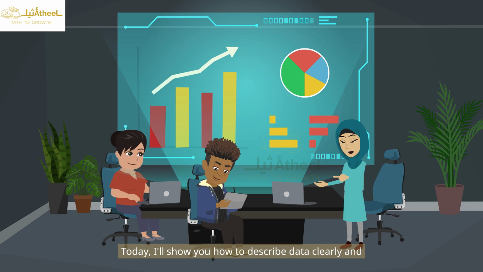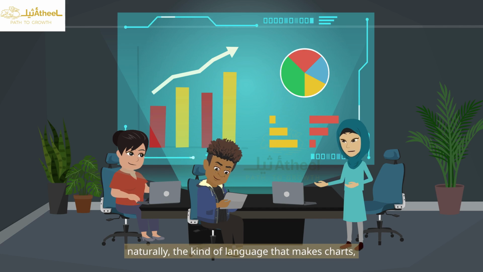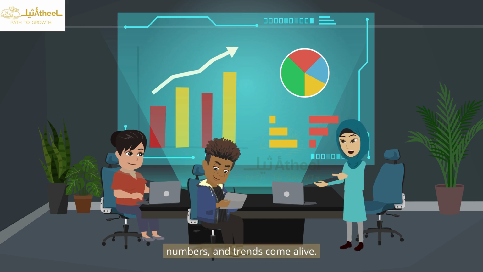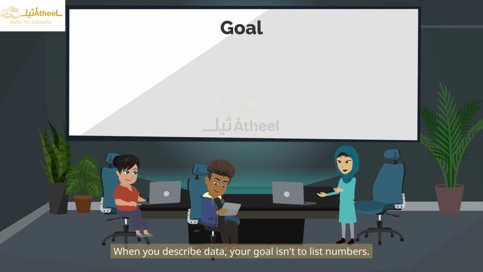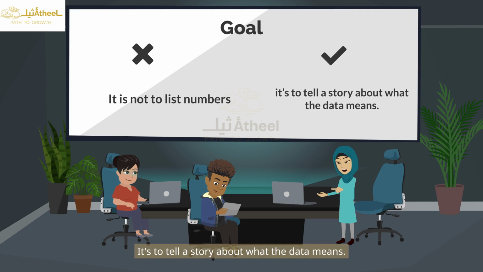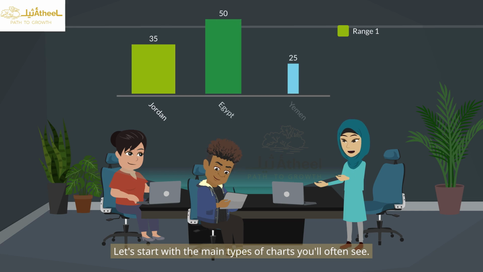Today, I'll show you how to describe data clearly and naturally, the kind of language that makes charts, numbers, and trends come alive. When you describe data, your goal isn't to list numbers, it's to tell a story about what the data means. Let's start with the main types of charts you'll often see.